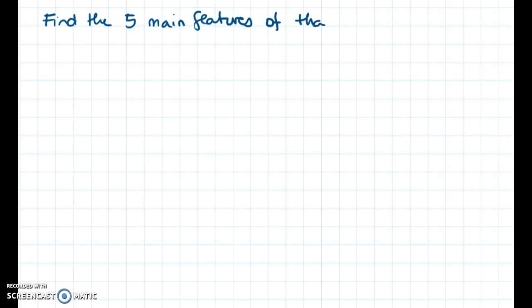Let's see an example. We are going to be given a graph of a quadratic function in 1 second, and we want to find its 5 main features. So find the 5 main features of the graph of y equals f of x, and we're going to get the graph in 1 second. Let me just write here.